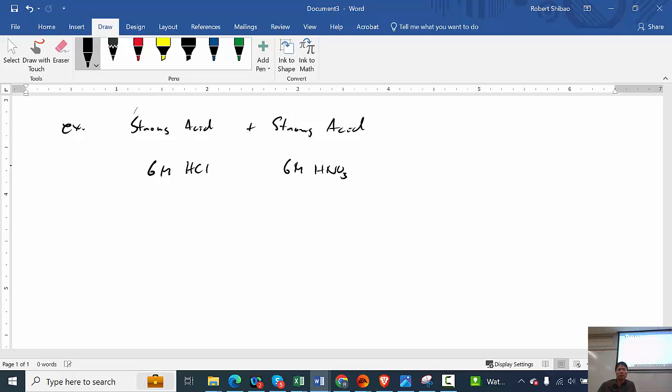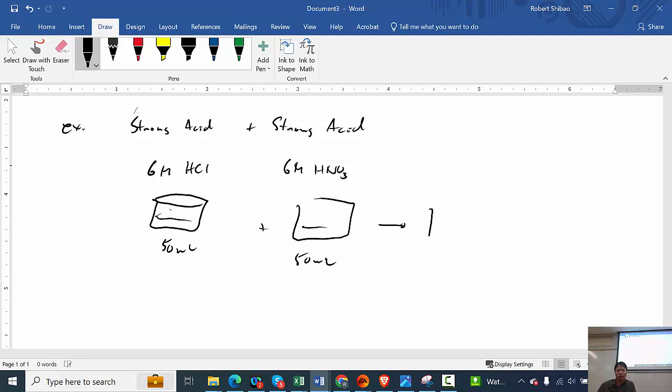And so in this particular example, we don't have to necessarily have amounts, but we can have some amounts here. I'm going to take 50 milliliters, and then I'll take 50 milliliters of this. And then when I mix them together, I'm going to get a total of 100 milliliters of mixture. And typically, this is going to be an HCl-HNO3 mixture.